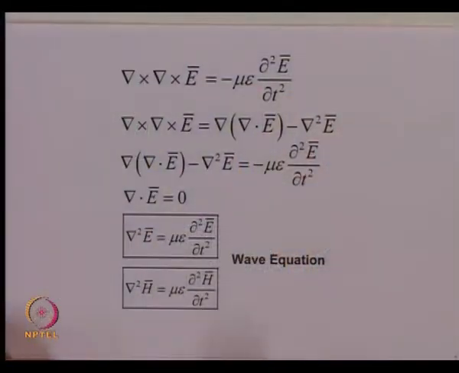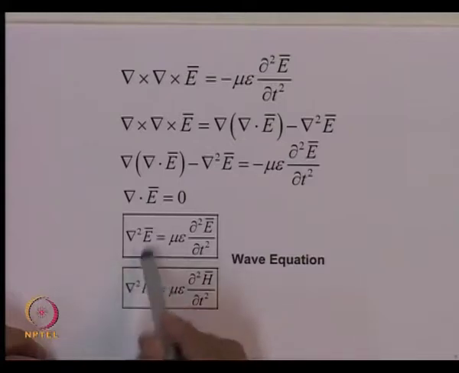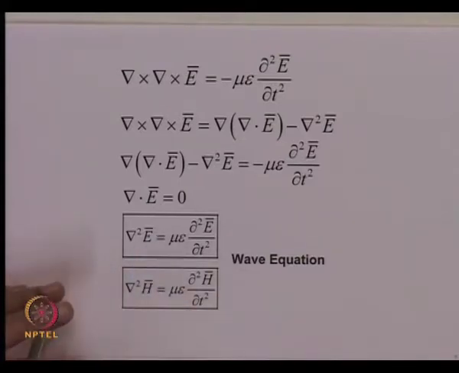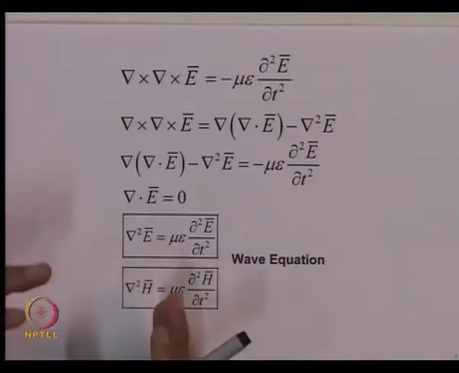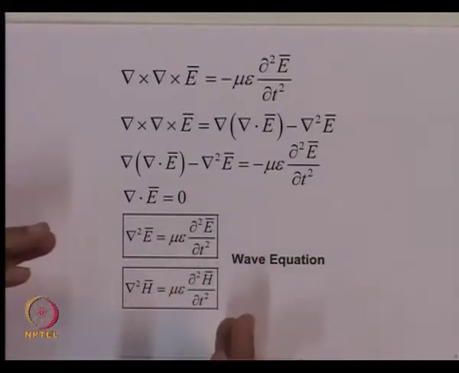In general, these quantities E and H are vector quantities. That means E has 3 components and H has 3 components. So as such, we have 6 quantities here. All of them satisfy the wave equation. So we essentially need to find a solution for the 6 components, 3 for the electric field and 3 for the magnetic field.